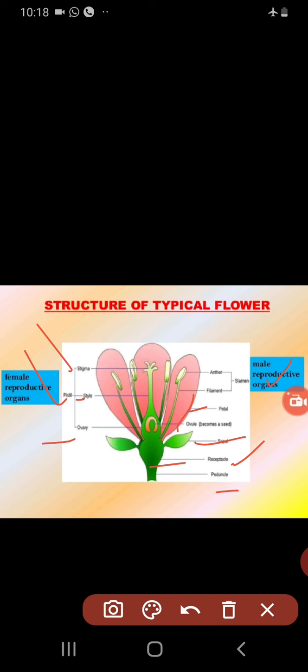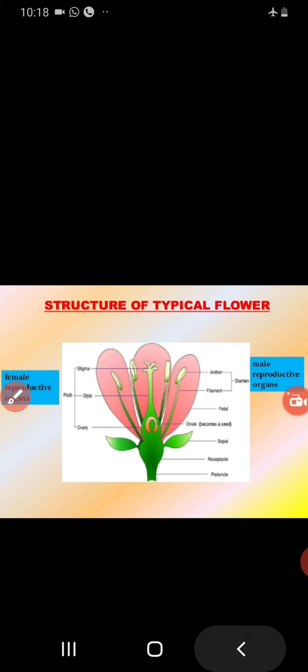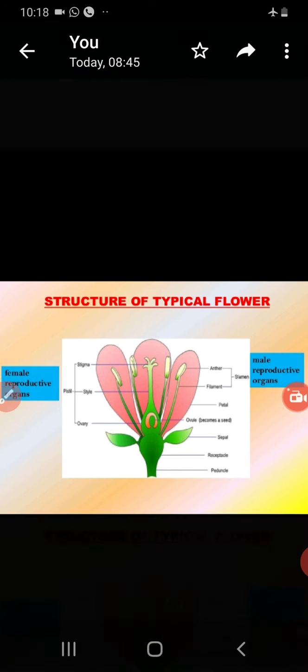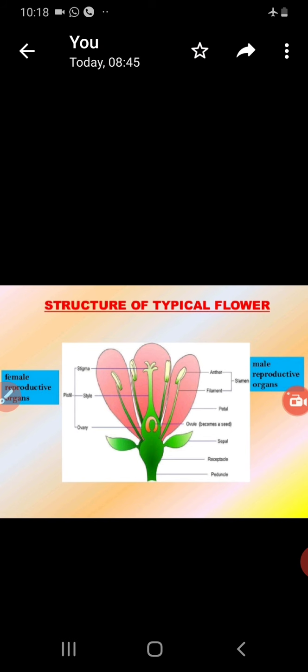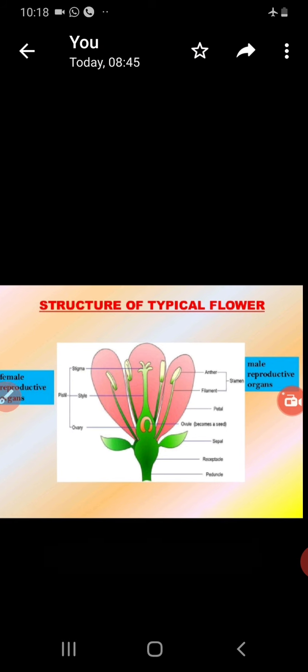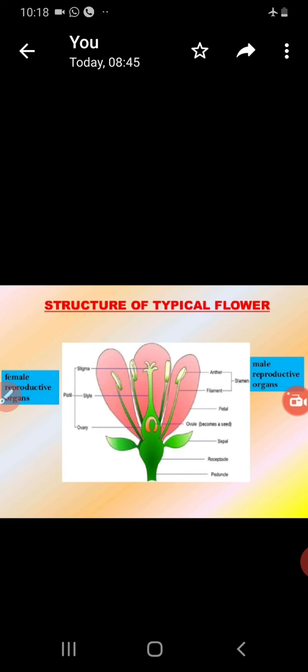Now the function of these parts, what is the function? So the stigma receives the pollen grains during pollination and supports their growth. Then this style, this is a hollow style, it bears the stigma in a suitable position to receive the pollen, and also it provides the passage for the entry of the pollen tube. This we will see further. Then the ovary is the swollen and hollow basal part which contains ovules. So inside this ovary, the ovules are present.